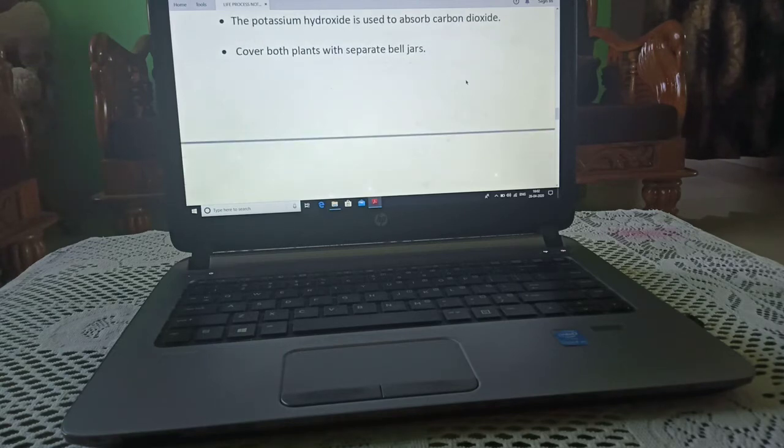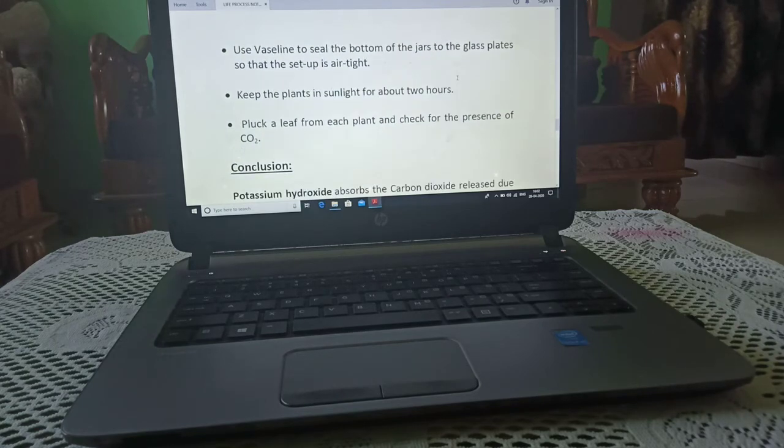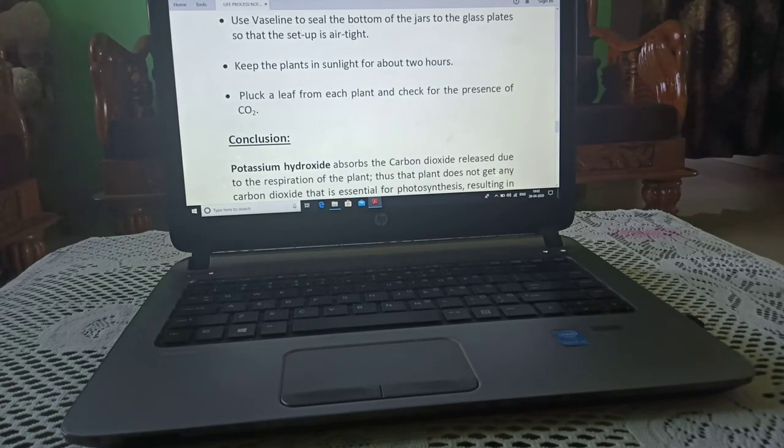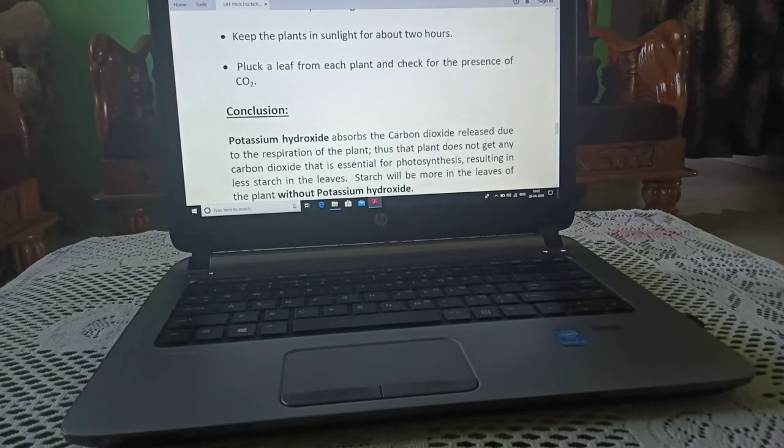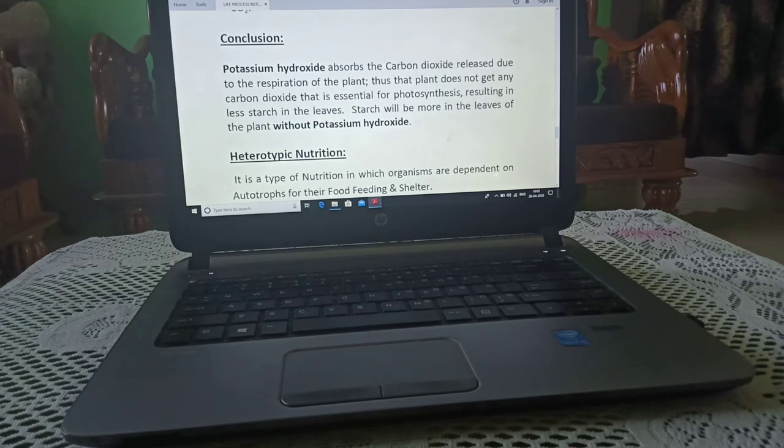We have to cover both the plants with separate bell jars and make them airtight with the help of Vaseline. Then we have to keep these plants in sunlight for a few hours and then pluck a leaf from each plant and check for the presence of starch. Potassium hydroxide absorbs the carbon dioxide which is released during the process of respiration.